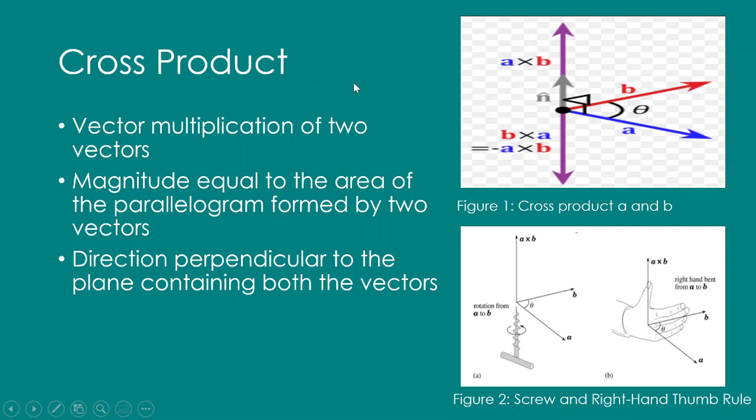The cross product of two vectors. The cross product of two vectors is a vector multiplication of two vectors. Here on the right-hand side we can see vector a and vector b, and a cross b is the vector whose magnitude is equal to the area of the parallelogram formed by the two vectors, and whose direction is perpendicular to the plane containing both vector a and vector b. Here a cross b is perpendicular to both vector a and vector b respectively. We use the screw rule and right-hand thumb rule to find the direction of the cross product.